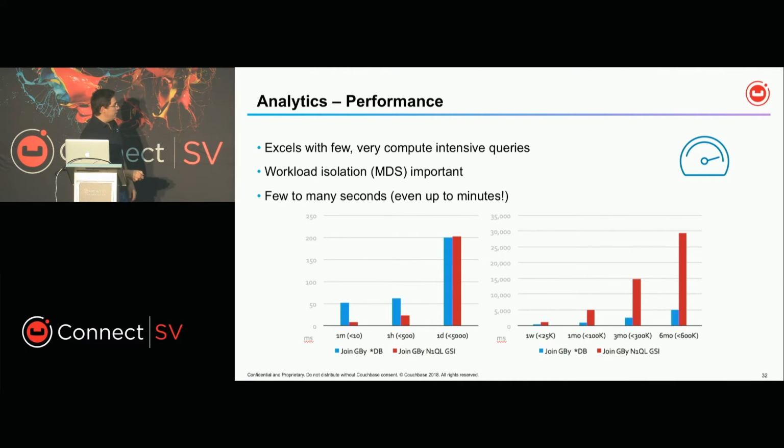But then at one day, like 5,000 records, they were kind of even at 200 milliseconds. But then as you can see, as we were going into 6 months, right? 600,000 records to crunch. Nickel took way longer, like 30 seconds, and analytics was done in 5 seconds. So use the right tool for the right job, right? If you have small data that you need to access very frequently, use Nickel.